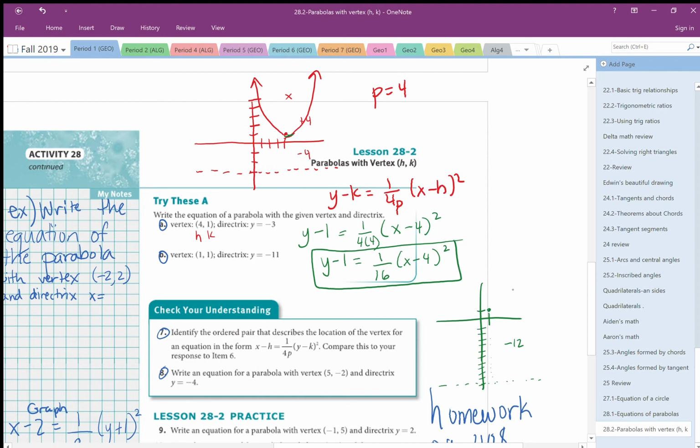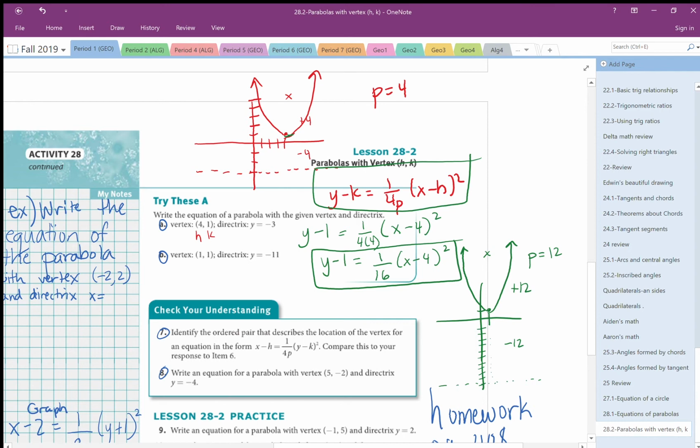That means to get to my p-value, my focus, I would add 12. So my focus would be somewhere up there. And again, this would be opening up around the focus. So p equals positive 12. We're going to use the same equation that we just used.